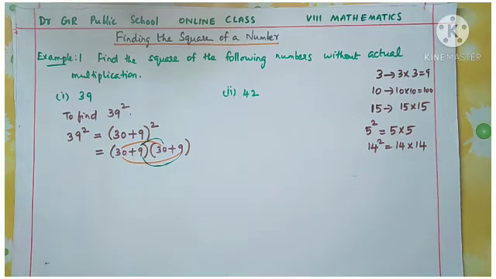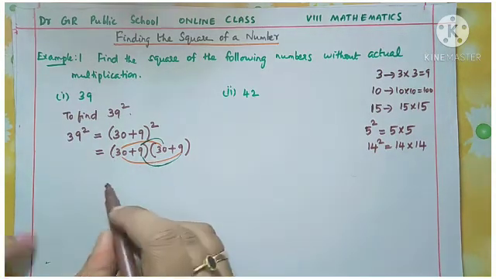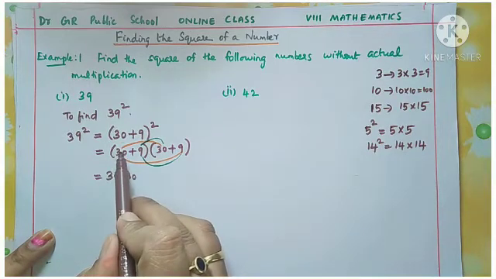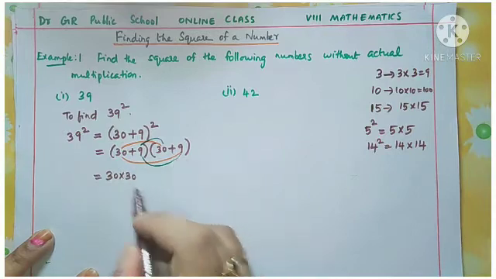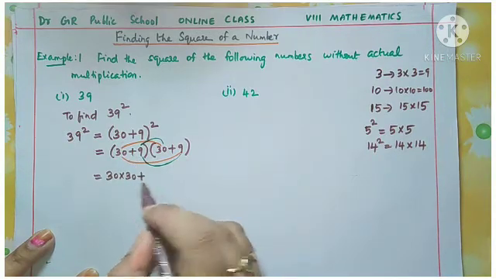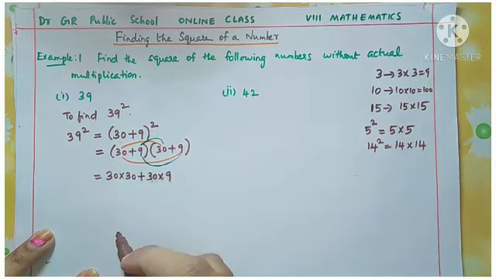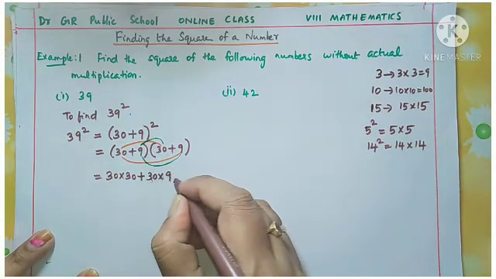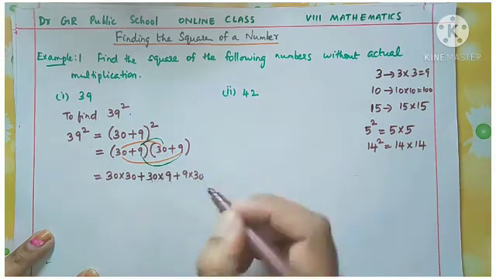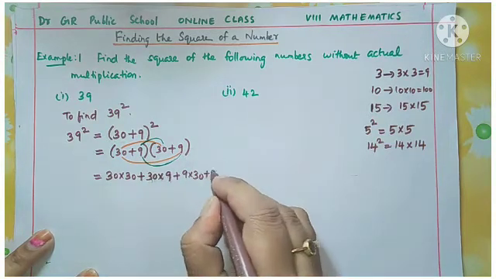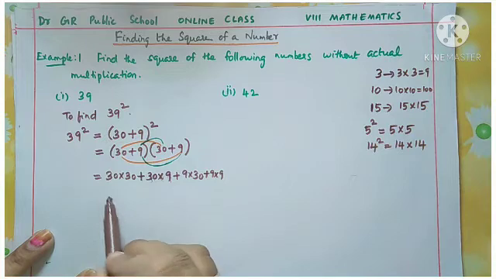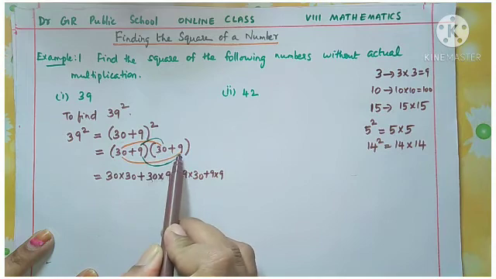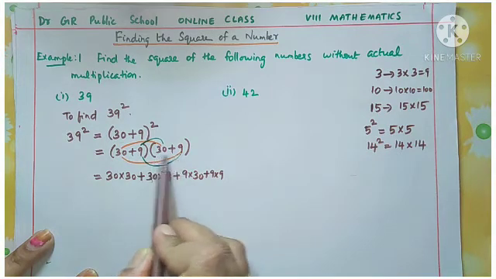So first, 30 into 30. Then 30 multiplied by 9, so put the sign plus, 30 multiplied by 9. Then 9 into 30, so plus 9 into 30. Then 9 into 9. Okay, so this is the way to remove the bracket. First number into the two numbers of the second bracket, then second number into the two numbers of the second bracket.